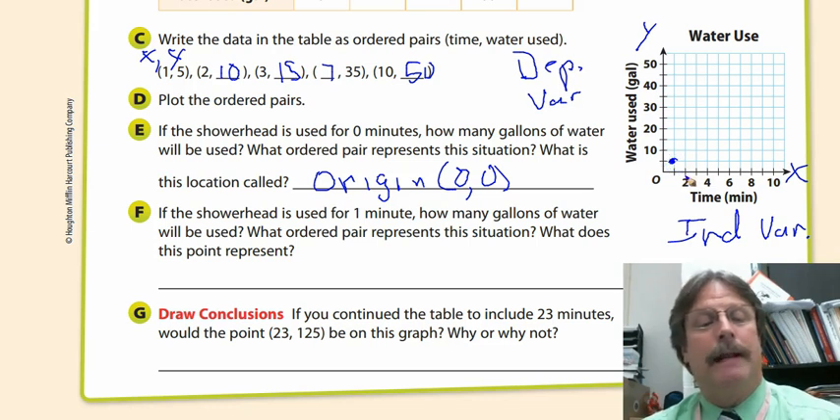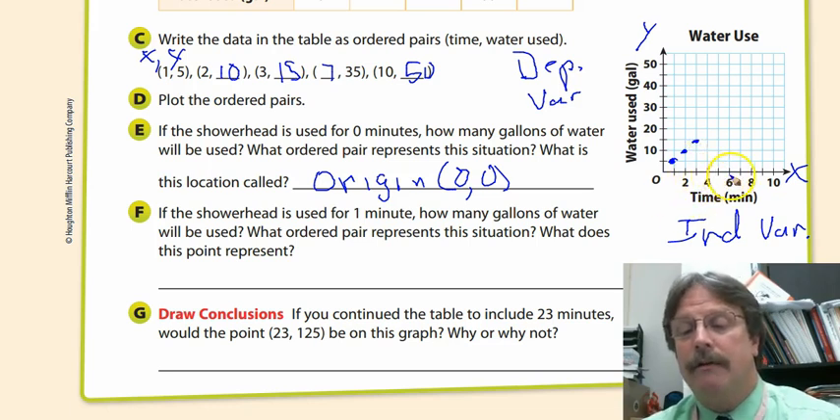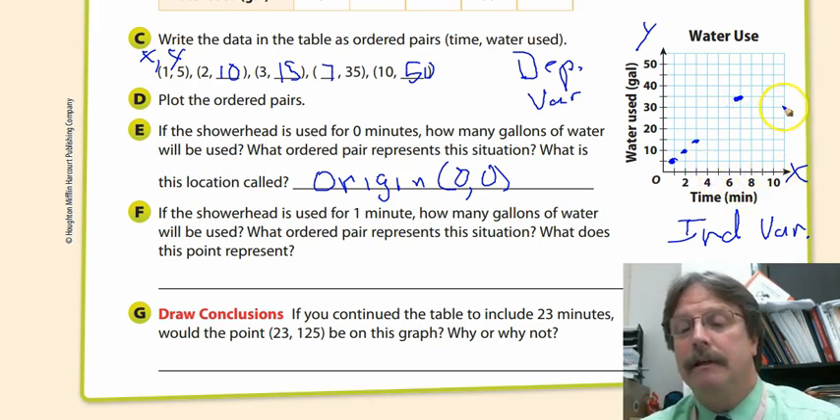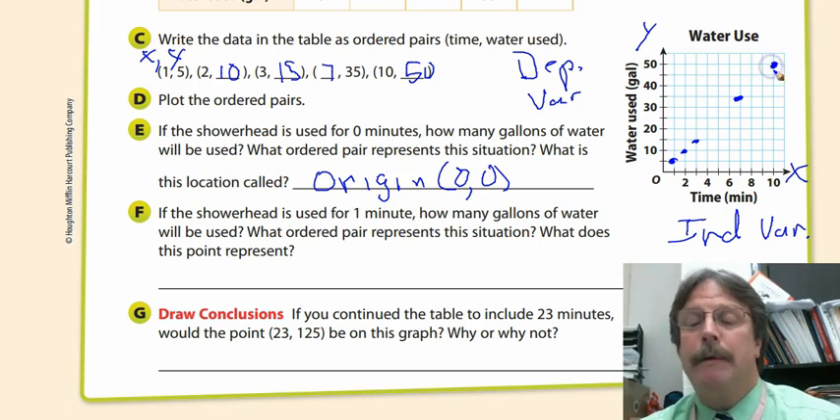My next one is 2 and 10. My next one is 3 and 15. My next one is 7 and 35, so here's 7, and then I go up to 35 right there. And my last one is 10 and 50. Now, I expect you to be close, but it is a graph.